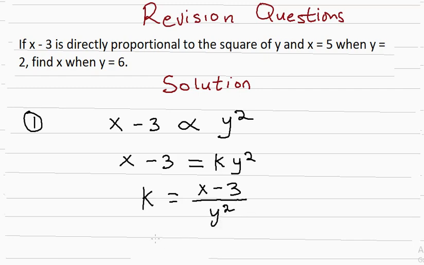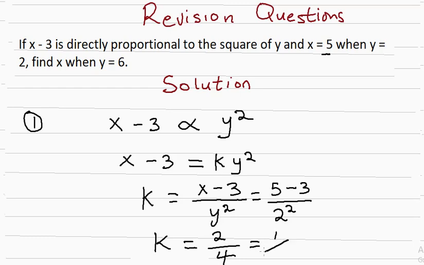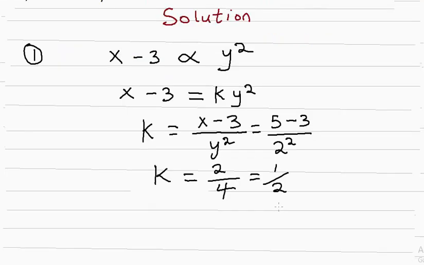All right, so now we have to find the value of the constant using the initial value that was given. We are told that x is equal to 5 when y is equal to 2. So x is equal to 5, that's 5 minus 3, and y is equal to 2, that is going to be 2 square. The constant is going to be 5 minus 3 is 2, 2 square is 4. That's going to be 2 all over 4, which of course is 1 all over 2. So that is the constant.